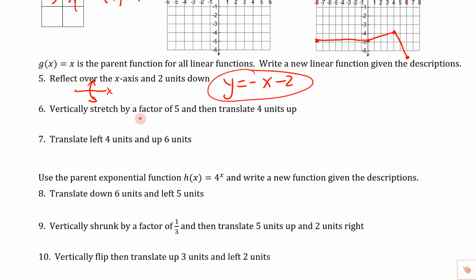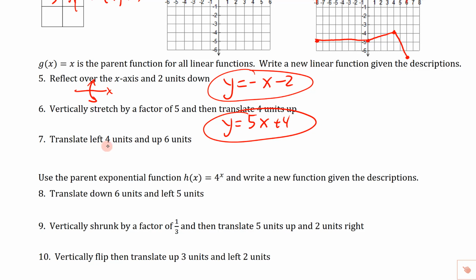Vertically stretch it by a factor of 5 and then translate it up. Vertical stretches and vertical shrinks are pretty easy because they do exactly what we'd think. So we're going to multiply that function by 5. That's going to make it 5 times steeper. And then we just want to translate it up 4 units. So we're going to go +4. Again, pretty easy on the 2 of those.